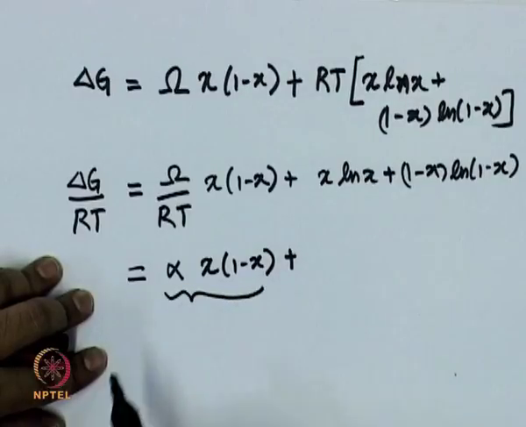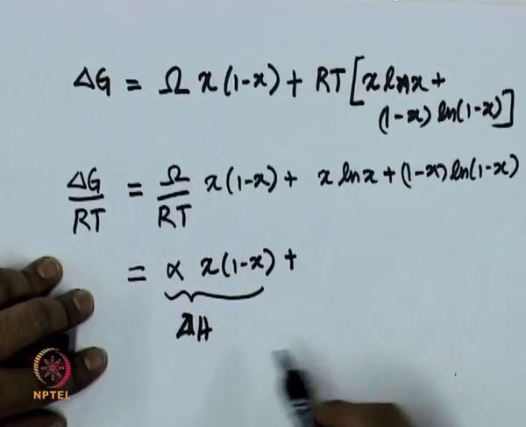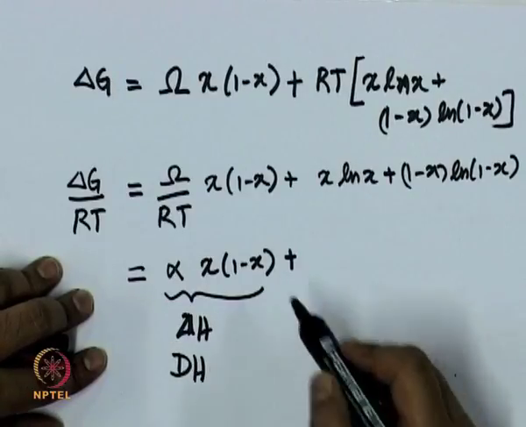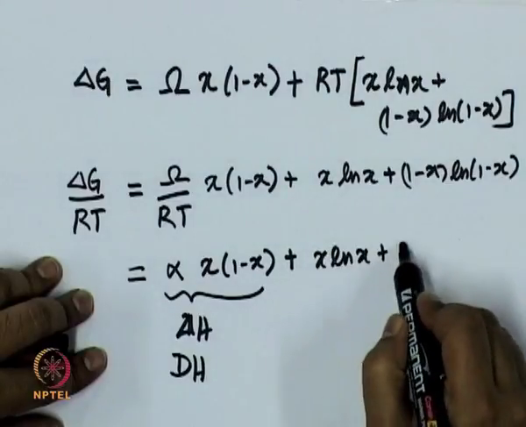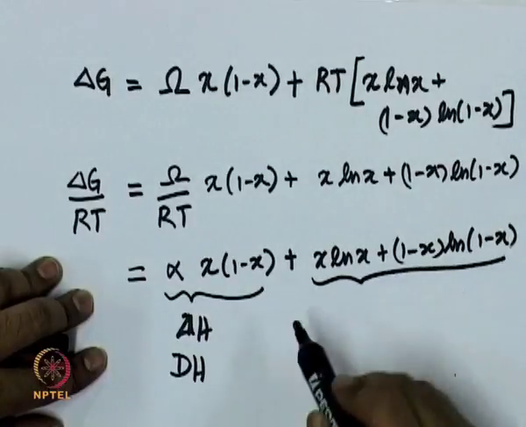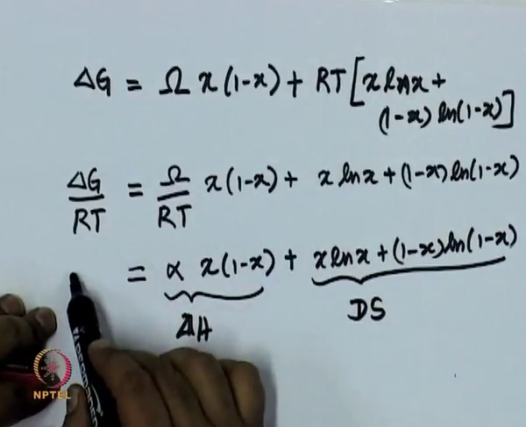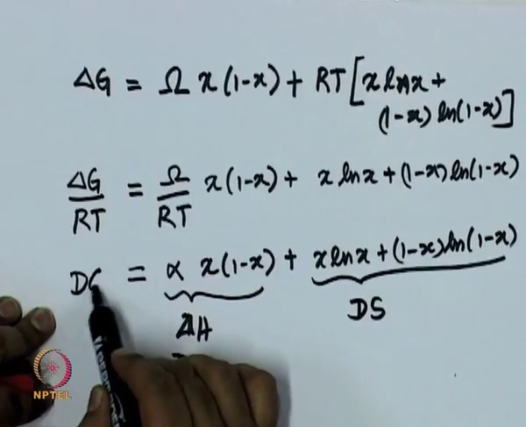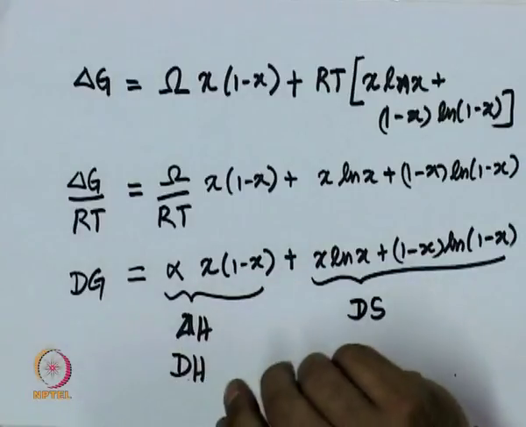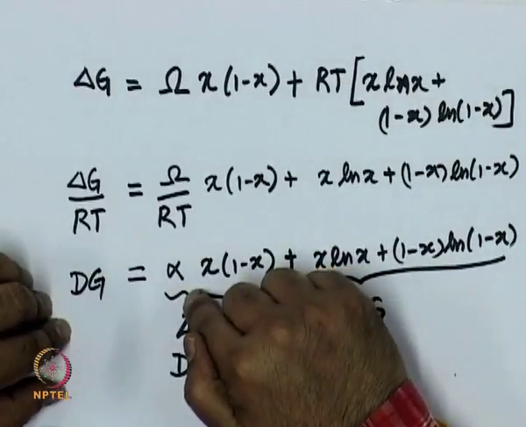Okay. So, let me call this entire expression delta h. So, in the Octave script, for example, I will refer to this as dh. Similarly, this is x ln x plus 1 minus x ln 1 minus x, and this expression, as I did earlier, I am going to call ds this time to distinguish it. This is dg, delta g by RT is what I will call dg. So, this is dh, this is ds. So, I am going to do these two calculations, and we are going to assume different alpha parameters.